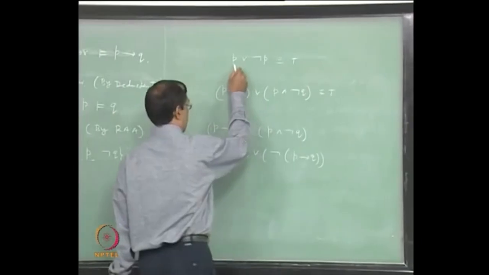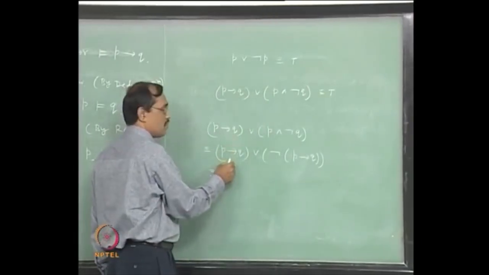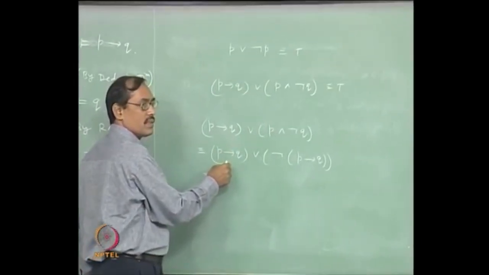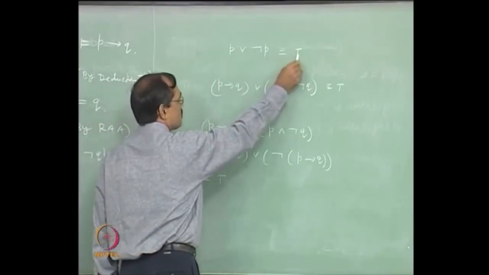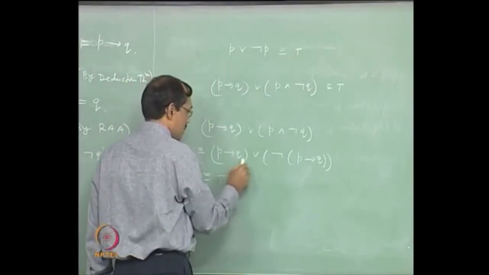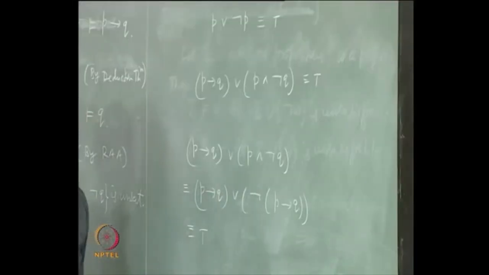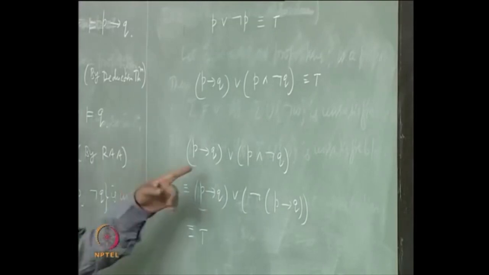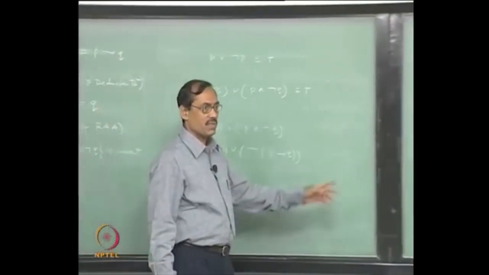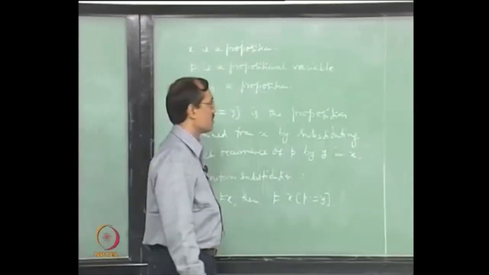In place of p, we have substituted p implies q, right. So, since p or not p is equivalent to tau, p implies q or not of p implies q is equivalent to tau. That is how it will be used, fine. Next, let us go to equivalent substitution. So, again we have to introduce a notation for equivalent substitution.